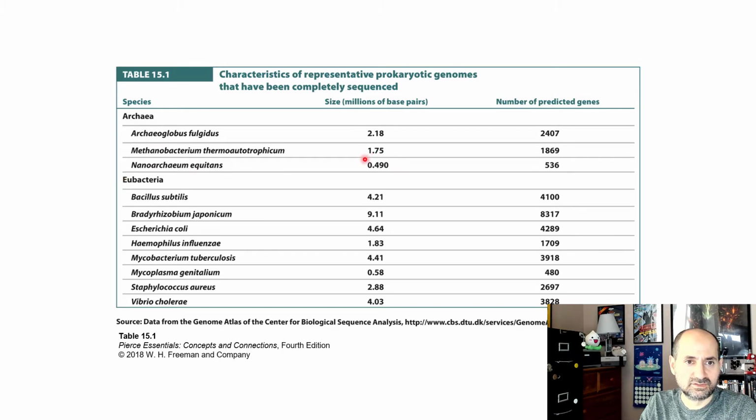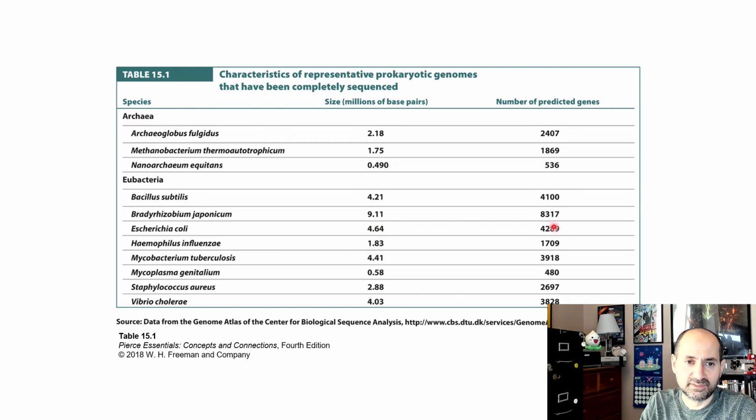Nanoarchaeum equidens only has about 490,000 base pairs in its entire genome. And it has about 536 total genes. That's interesting. And this is the microorganism, or I should say prokaryote, with the biggest genome. This one looks even harder to pronounce. Bradyrhizobium japonicum. Okay, this guy has 9,100,000 bases, right? So that's a pretty big genome for a bacteria.